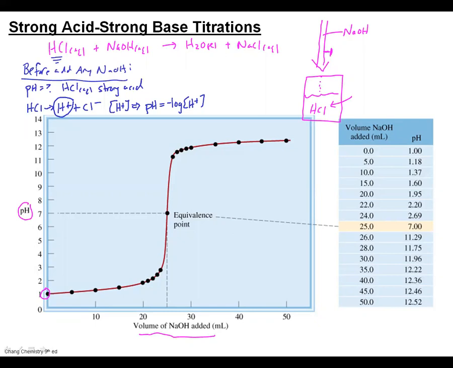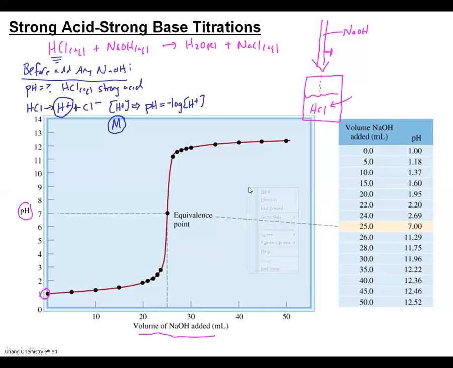Also, in this case, we have not started adding any sodium hydroxide to it. So you're good to go with the molarity of your HCl. In this particular example, we haven't added any volume, so we don't have to worry about doing it in moles or anything like that. So that would be how you would get the pH at the very beginning of the titration.